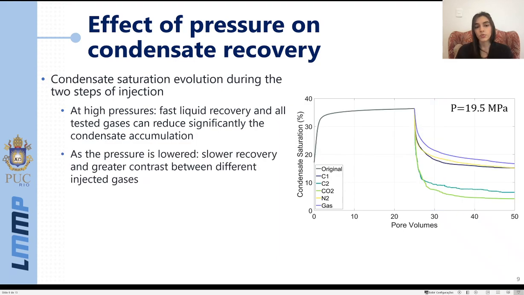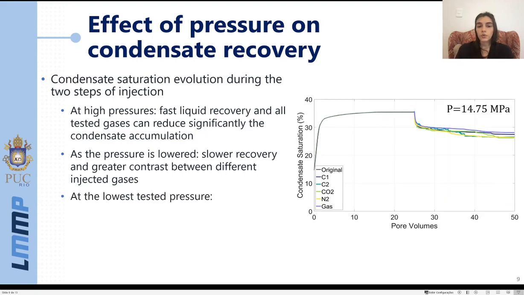And then as the pressure was lowered, we start seeing that this recovery process became much slower, and also we could see a great contrast between the results of the different injected gases. So while for this pressure here, the injection of C2 and CO2 still could reduce a lot of the condensate, the other three gases didn't perform so well.